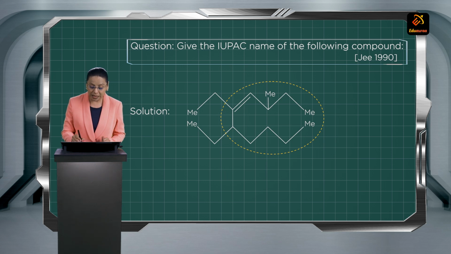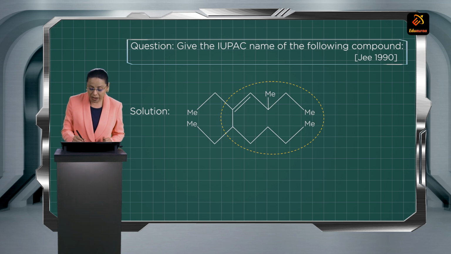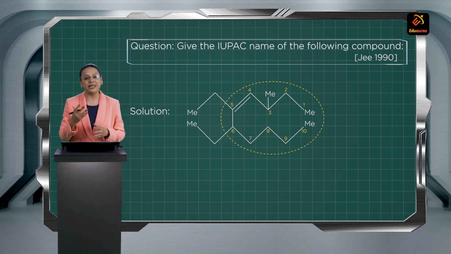But here the main thing is from where should I start the numbering? The numbering will be started from that side from where the double bond is coming the closest. If I start from here, 1, 2, 3 and 4, the double bond is coming on carbon number 4. But if I start the numbering from here, it is 1, 2, 3, 4, 5, 6. It is coming at the 6th carbon. So the numbering has to be started from this carbon. So it will be 1, 2, 3, 4, 5, 6, 7, 8, 9 and 10. The longest carbon chain is of 10 carbons.